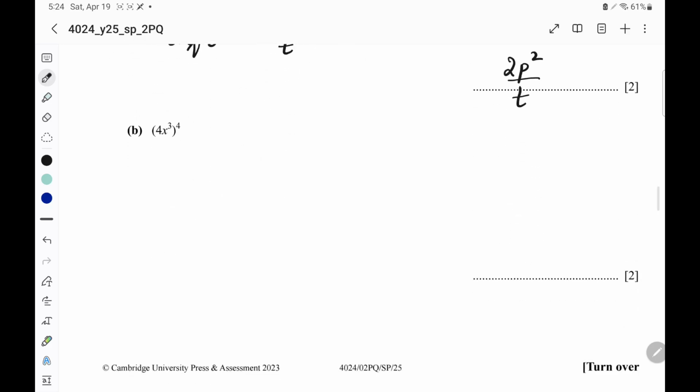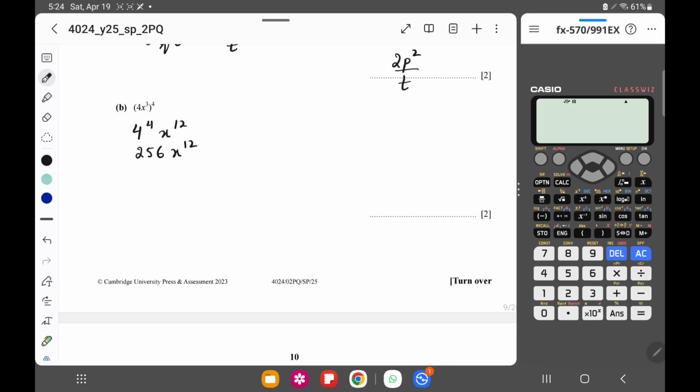Part B, 4x cube whole power 4. It means that 4 to the power 4 and x to the power 12. We know that 4 cube is 64. 64 times 4 again is 256, x power 12. Alright, if you use a calculator, then you just press 4 power and then 4. That is equal to 256. So that's why 256 x power 12.